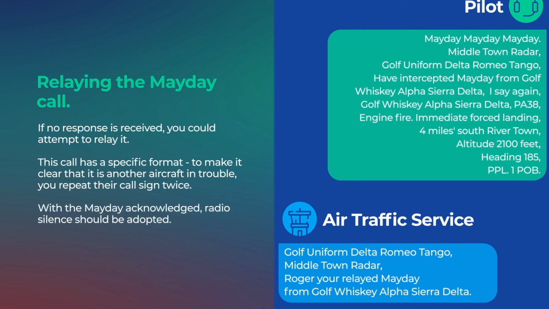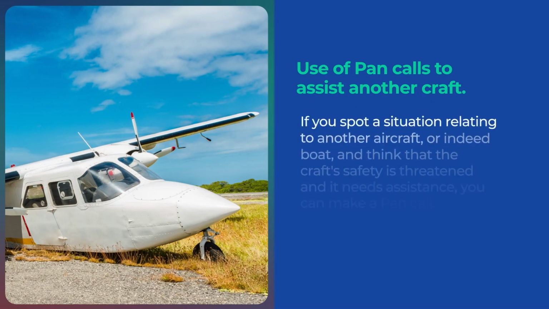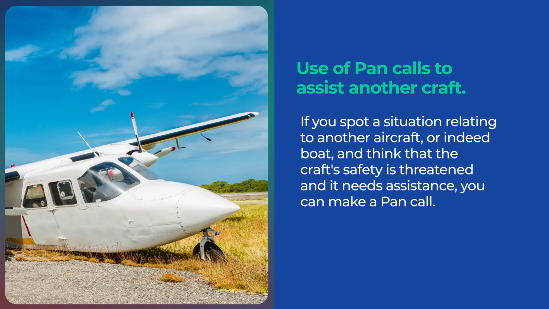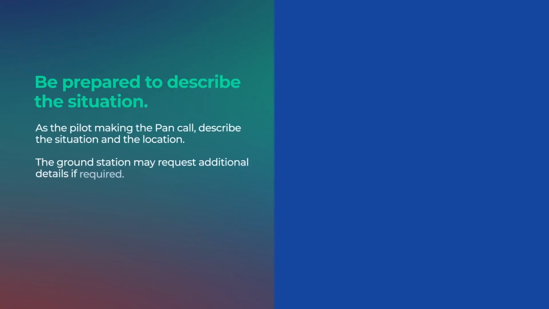With the Mayday acknowledged, radio silence should be adopted as we saw earlier. So we'll progress to look at how a pilot can use a call to assist another craft. If you spot another aircraft, or indeed boat, and think that the craft's safety is threatened and it needs assistance, you make a pan call. Describe the situation and the location as best as you're able. The ground station may request additional details if required.